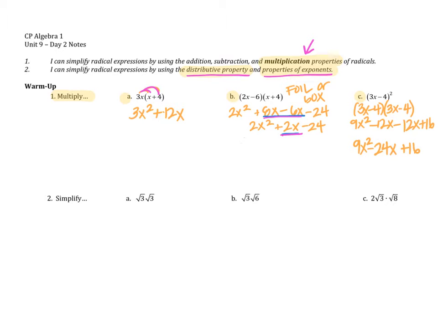And then for C, I want to emphasize we're using our properties of exponents. So remember, exponents mean repeated multiplication. So the first thing you had to do is write out 3x minus 4 as a binomial twice, then you can move forward with FOIL or the box method to get your trinomial.